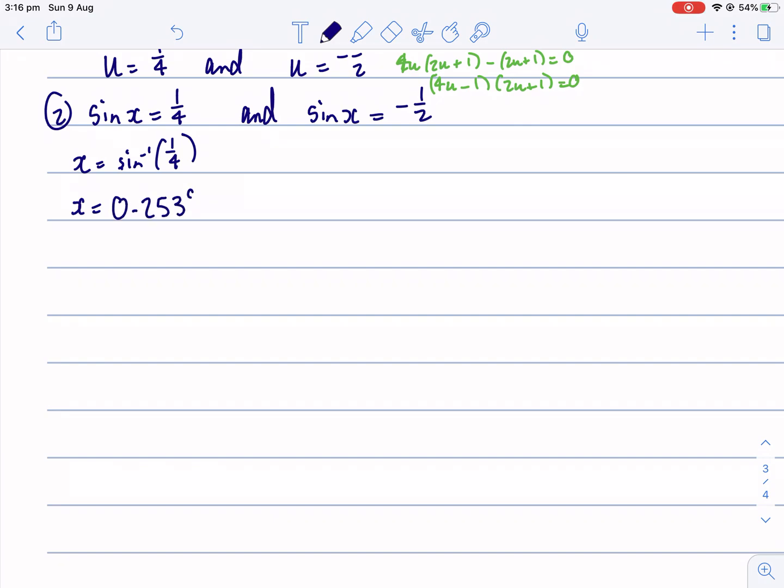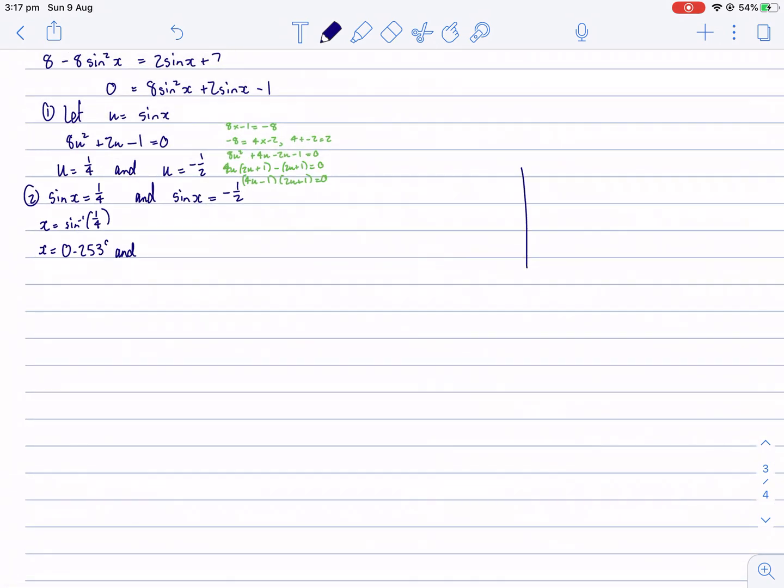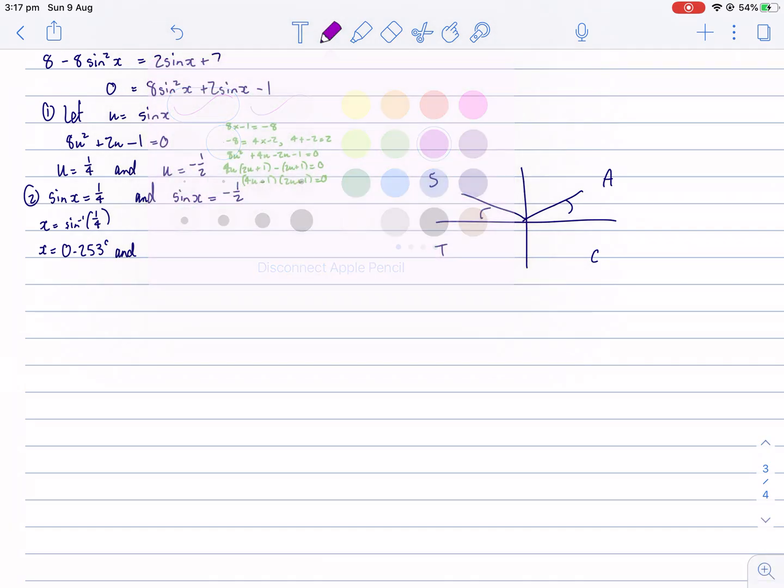So we've got 0.253 radians. And don't forget, for sine, if we want it positive, we also want this one. So we're going to do pi minus that. That's going to be 2.889 radians.